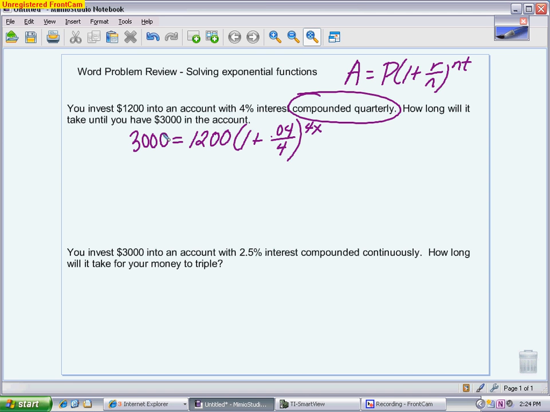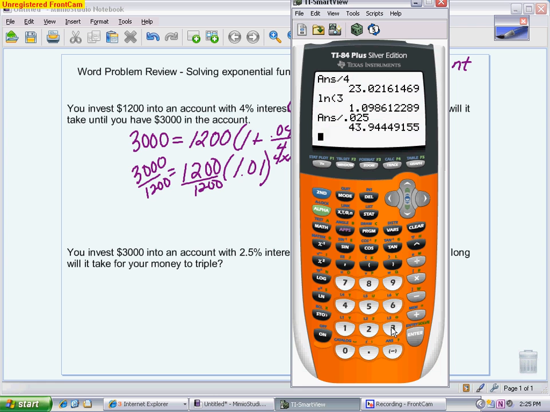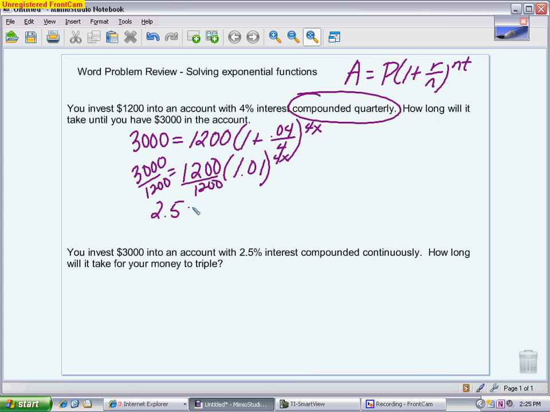First thing you want to do is figure out what you have in parentheses. So figure out what 1 plus 0.04 divided by 4 is. It is 1.01. And then the next step is you want to get that exponential piece by itself. So we're going to divide both sides by 1,200. So we're going to take 3,000 divided by 1,200. So we get 2.5 equals 1.01 to the 4x power. Now we want to take a log of both sides. The base I want to use is this number, so it's going to be log base 1.01.